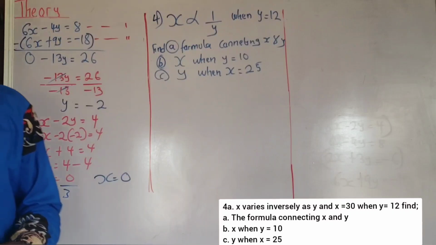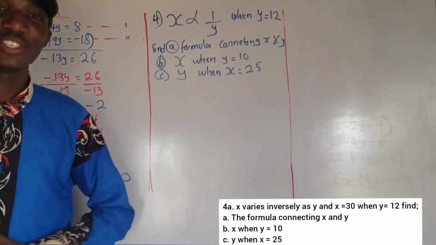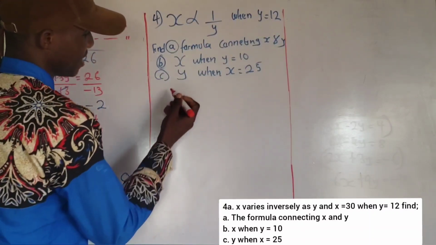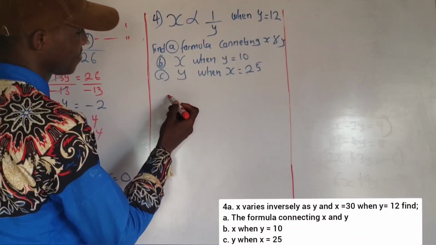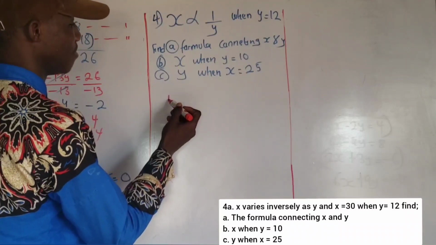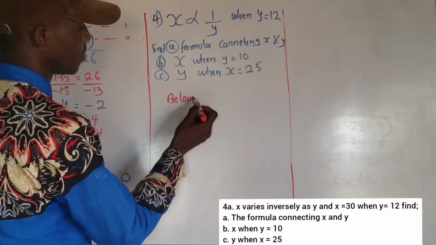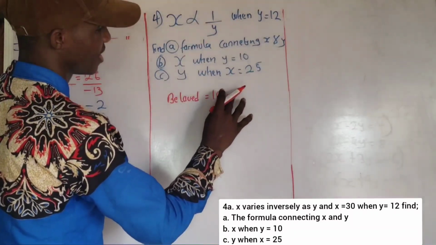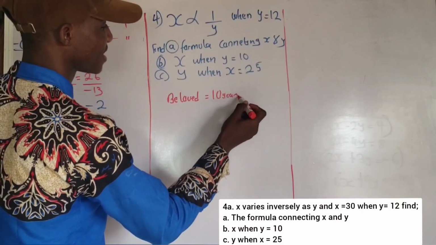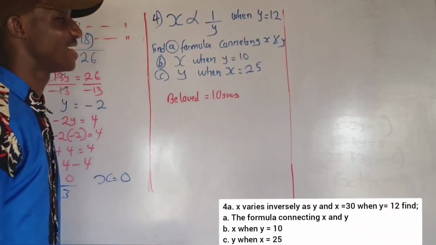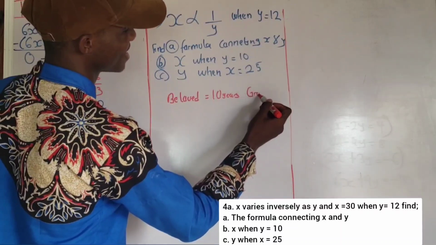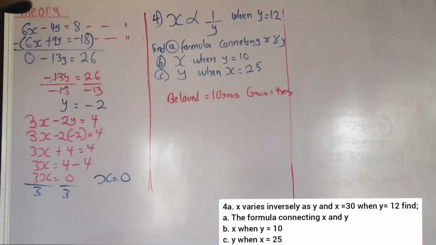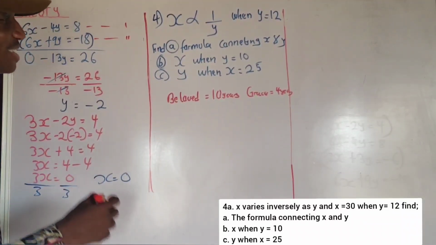Okay, let's say that when Beloved is 10 years, Grace is 4 years old. Now listen, let's do something mathematically now. Let's say x. When Beloved is 10 years, Grace is 4 years. Now listen, please pay attention. I just bring this so that you can understand what I'm doing.